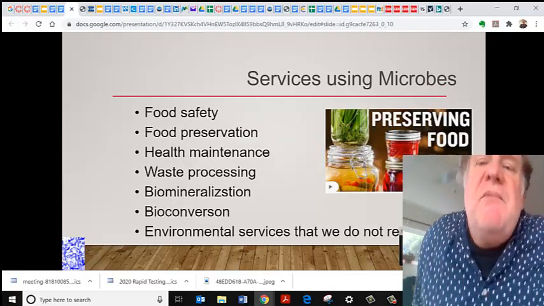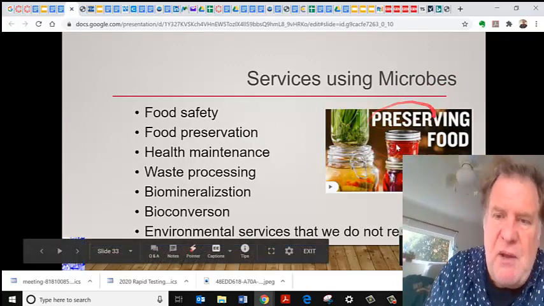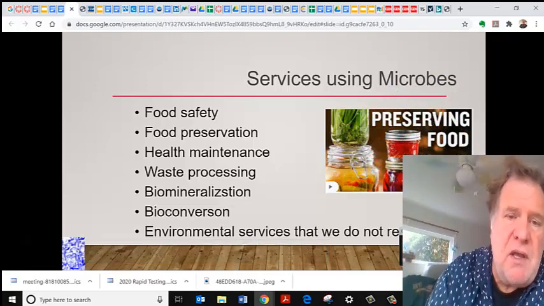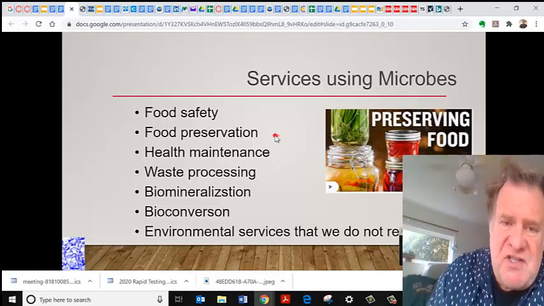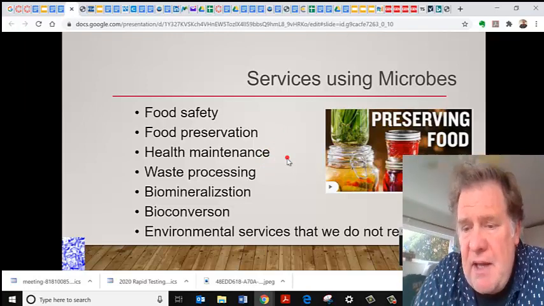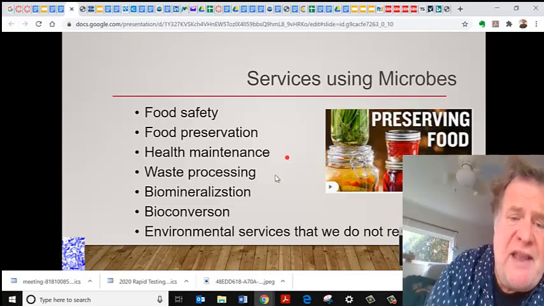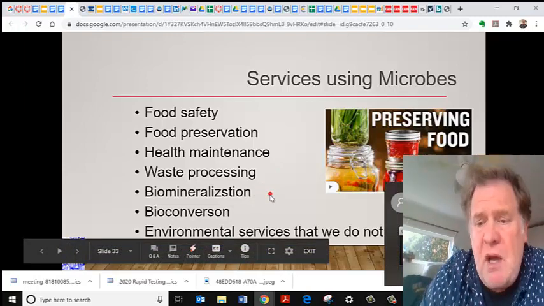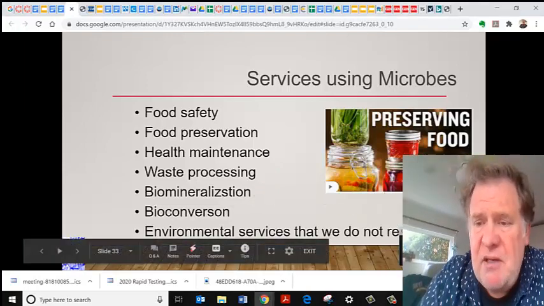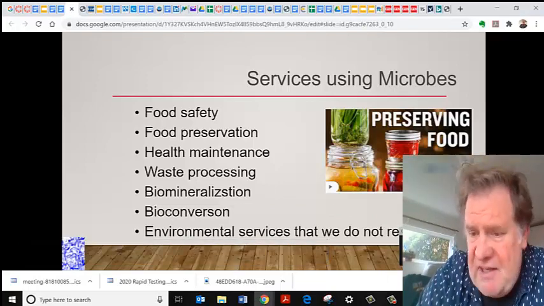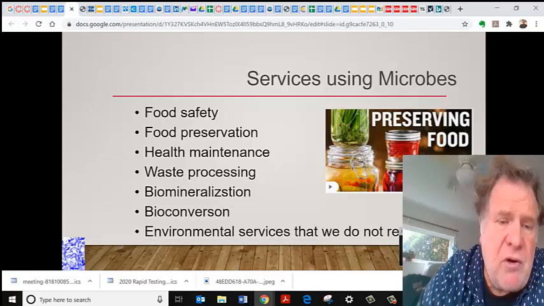What are some of the services that microorganisms do for us? The big one is preserving food. This is old technology, from the 1800s. We're looking at food safety and food preservation. How can we keep our food longer? We're looking at health maintenance. I'd like to cure disease, but I'd prefer that we didn't get the disease to begin with. Waste processing, that's our sewage treatment. Biomineralization. We have a little bit of excess carbon dioxide in the atmosphere. Wouldn't it be great if we can remove that carbon very cheaply and easily? That's a possibility with using microorganisms.